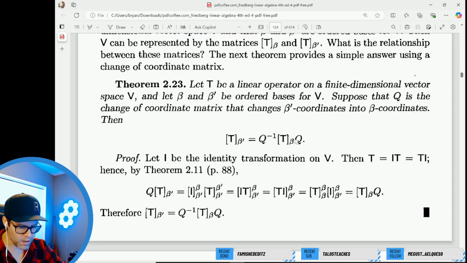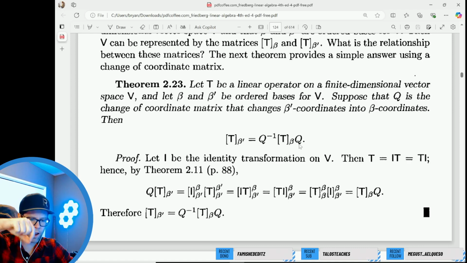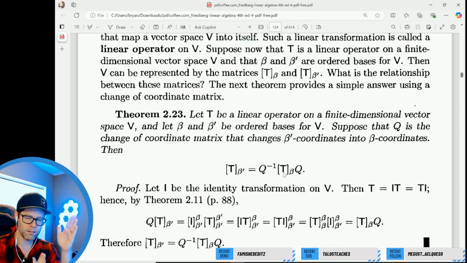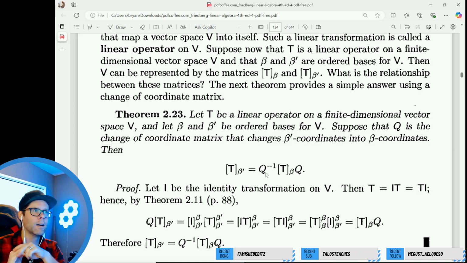And this one should kind of be obvious if you remember how Q and Q inverse work. So what does Q do? Q is going to change from beta prime to beta, right? Then we're going to move that vector into T with respect to beta. So my output is going to be a vector in the T of V space with regards to beta. And then what Q inverse is going to do is take that output vector that's in beta coordinates and convert it back to beta prime coordinates. Yeah, very cool.